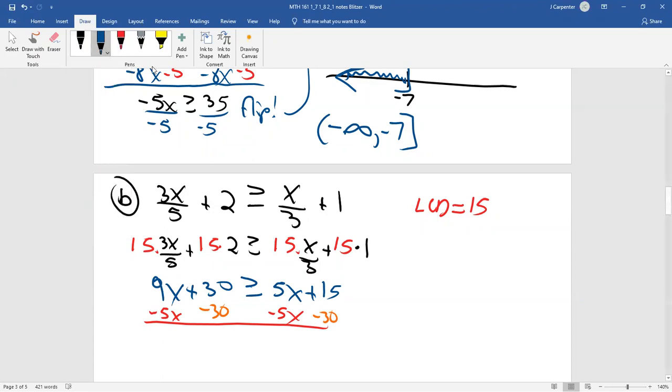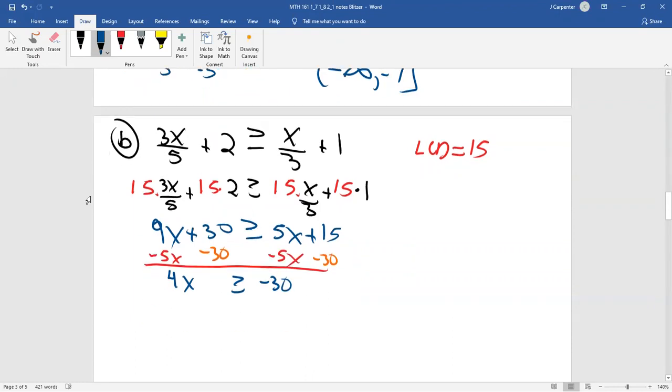All right, the 9x minus the 5x is going to give us a 4x. The 30s will cancel. We bring down the greater than or equal to, the 5x's cancel. 15 minus 30 is negative 30. Remember, you should be able to do that without a calculator. All right, only one final step left to solve, and this is 4 times x, so we have to divide both sides. Divide both sides by 4.